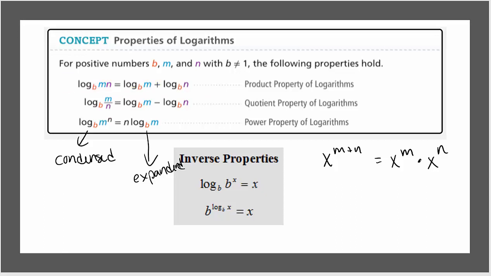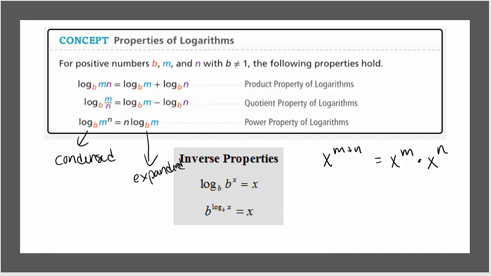With the next quotient property, there is a relationship between division and subtraction, the same as with our exponential properties. On the left-hand side with the condensed version, you see a division. On the right-hand side, it's split into two logarithms with the m and a subtraction before the n. Notice that, and this is important, the n is second and is after the subtraction sign.